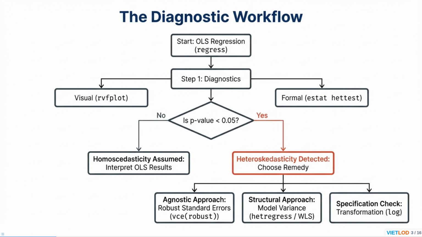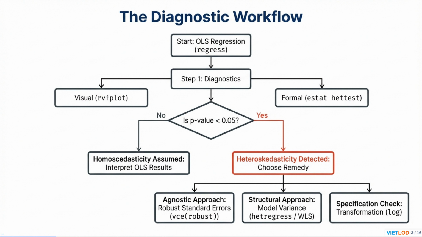This flowchart outlines the systematic approach to handling heteroskedasticity in econometric analysis. We begin with a standard OLS regression using the regress command. The first critical step is diagnostics, which includes both visual inspection using rvfplot to look for patterns in residuals, and formal testing via estat hettest. The decision point rests on the p-value of these tests. If the p-value is greater than 0.05, we assume homoskedasticity and proceed to interpret our OLS results.